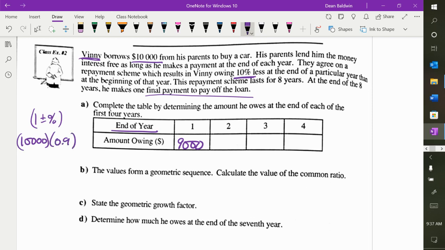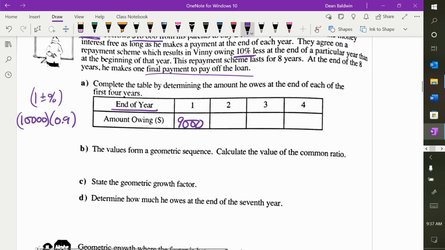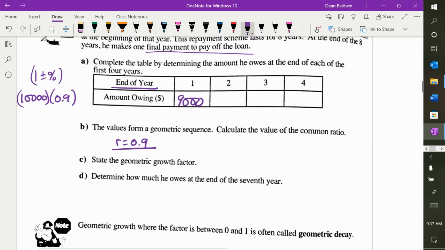No. That's how I got 9,000. Exponent, man. No, I'm talking about the first one. Okay, but like the second one. So the R value is 0.9. This is also called the geometric growth factor. R value is 0.9. All right.